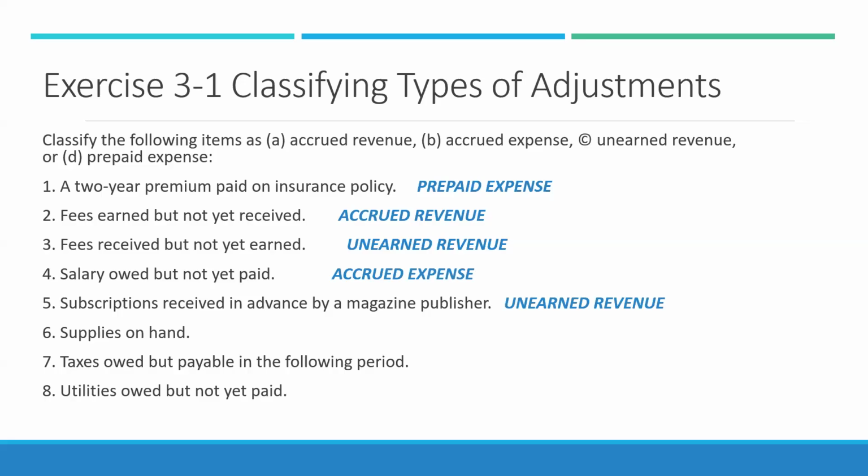Subscriptions received in advance by a magazine publisher, unearned revenue. Think of this. Vikings. How many of you guys are Vikings fans? Or Twins fans? When you buy a season ticket, that season ticket is for how many games? Say 6 or 7 games. So when you give them your $10,000 up front, what do the Vikings show that $10,000 to be? Unearned revenue, isn't it? And only with the passage of each game do they record that as revenue. Make sense?